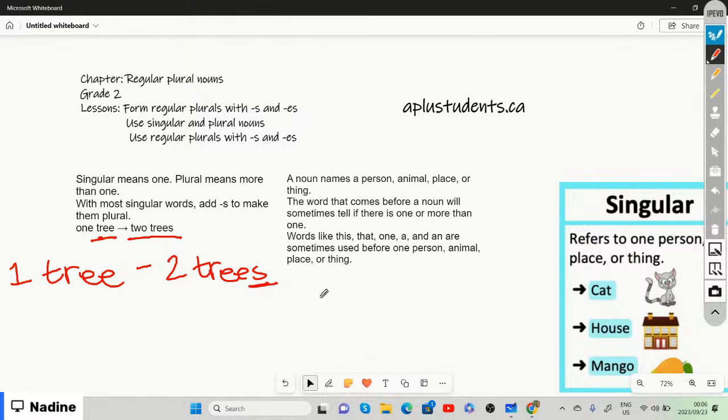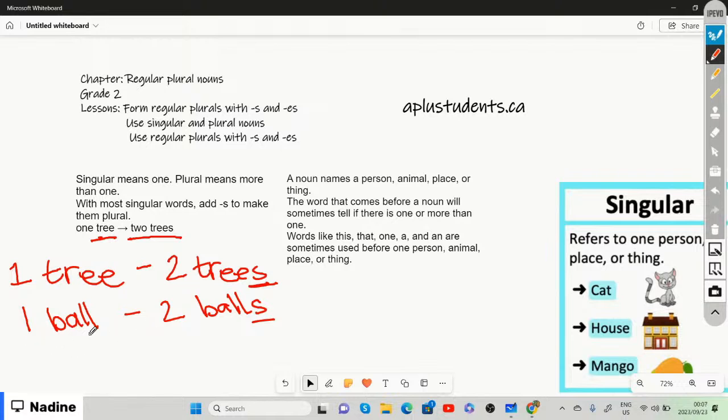It's the same like saying one ball. We have one ball. And now we want to make mention of the boys or the kids playing with more than one. And then we will say two balls. And we added an S to make the word plural. One ball, two balls.